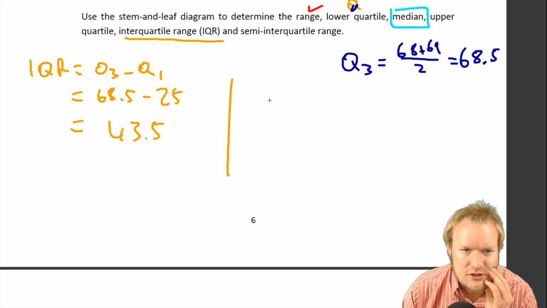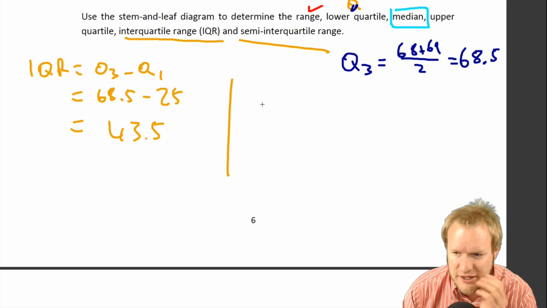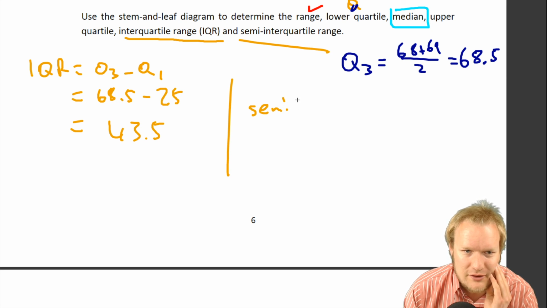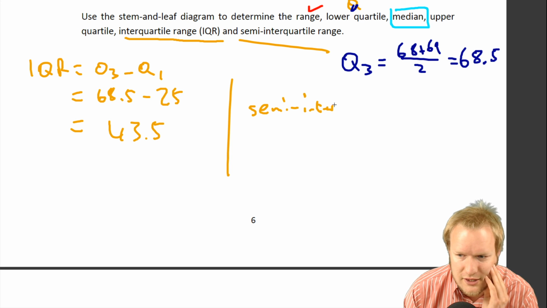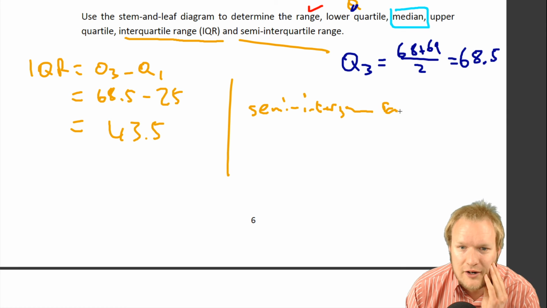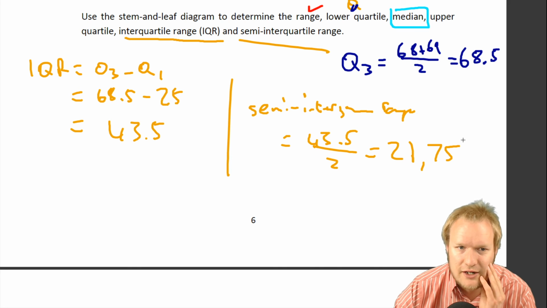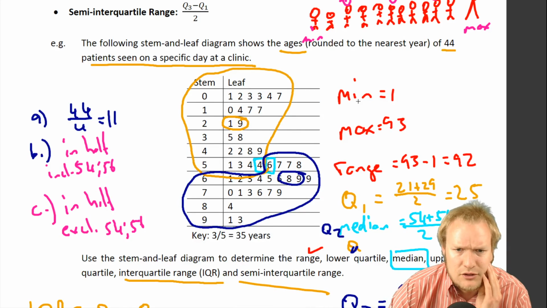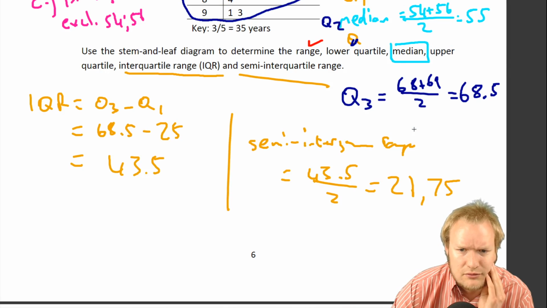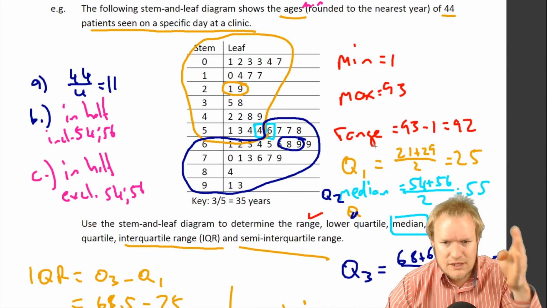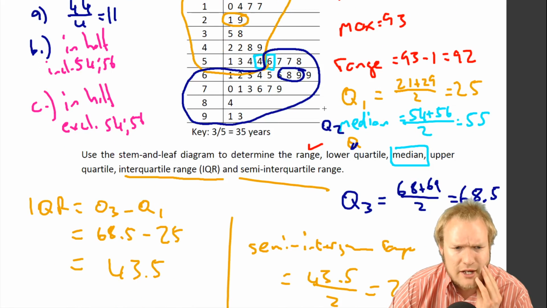And the last bit is to do the semi-interquartile range. I wish there were a nice shorter way of writing that, but the semi-interquartile range is, well, it's just that thing divided by 2. So 43.5 over 2, which is 21.75. So it's like every 21.75. Okay, so there we go.